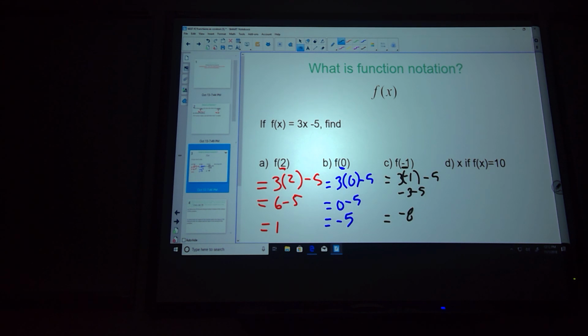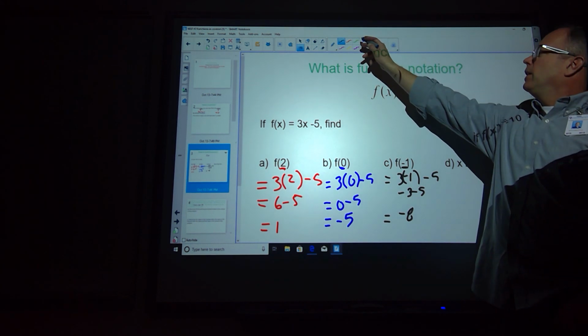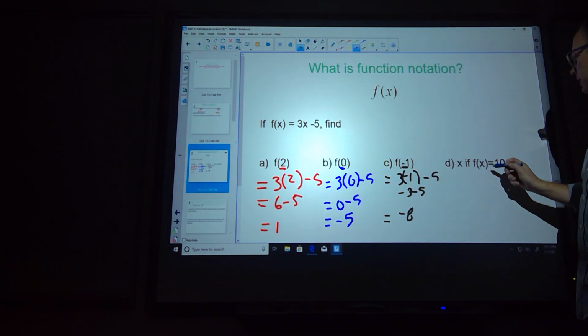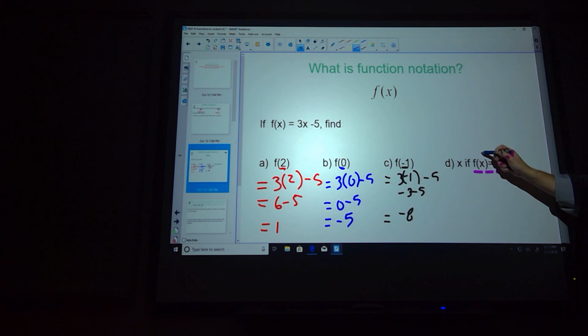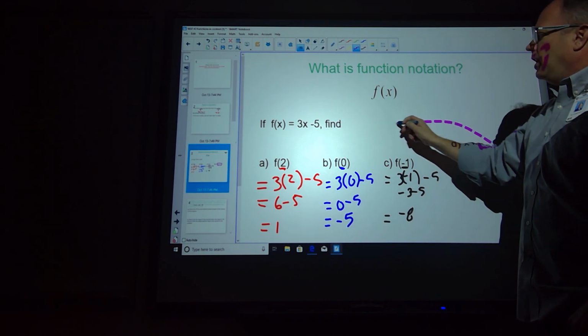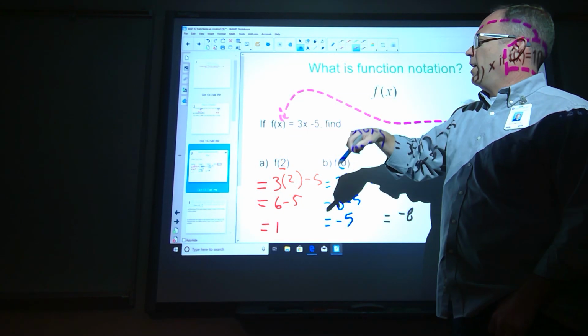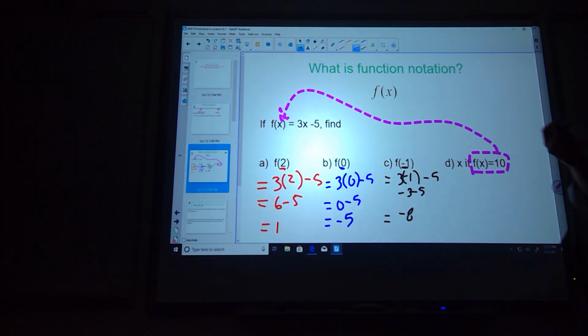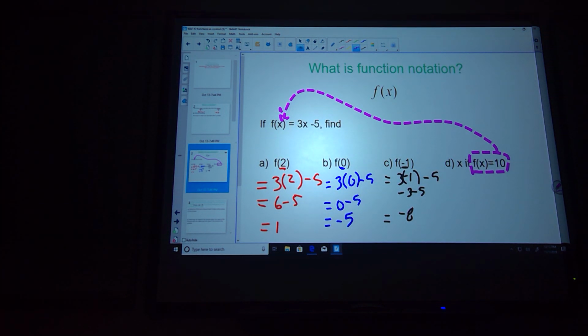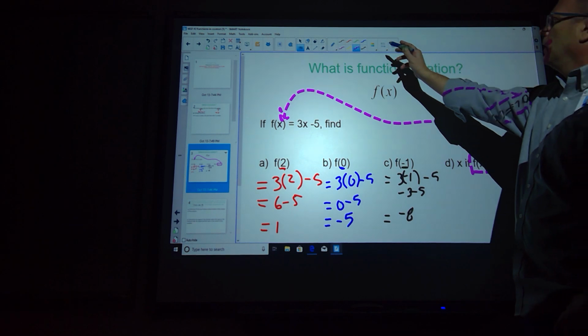Seem okay? But letter D, does everyone recognize that letter D looks a whole bunch different than A, B, and C? Anyone going, dude, it's identical? No, I think it looks different. So on this one, what I'm going to do is take what f(x) is equal to, and I'm going to make the 10 go right there. It's not being plugged in for x. I'm removing f(x), and I'm just putting 10 there in its place.